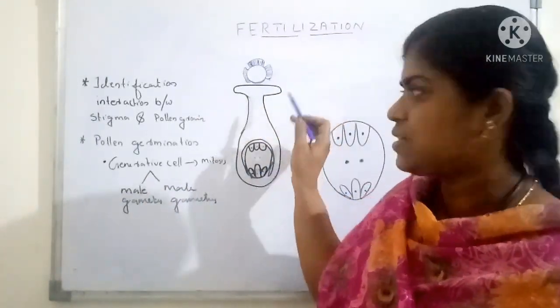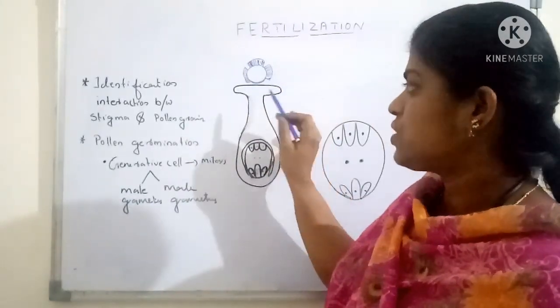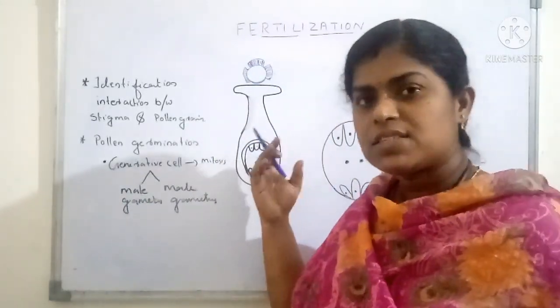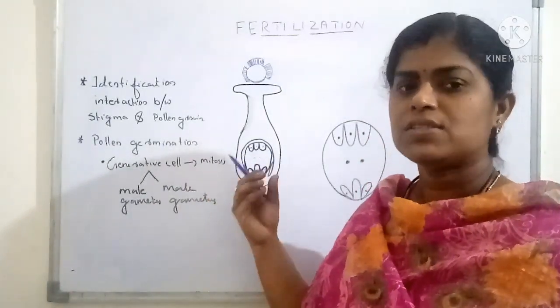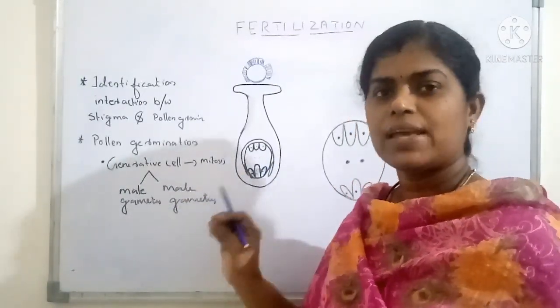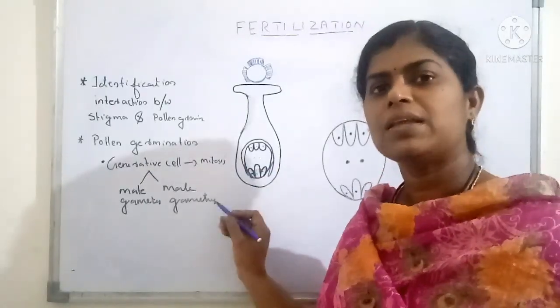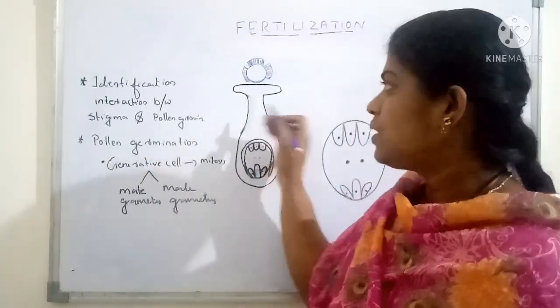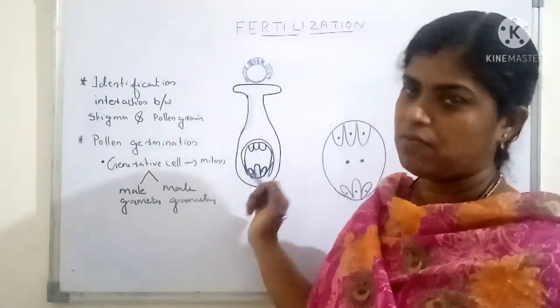The next step is fertilization. Fertilization means the fusion of male and female gametes. It is not a simple, single-step process. In animals, the male and female gametes fuse directly, but in plants there are two or three steps involved in between.